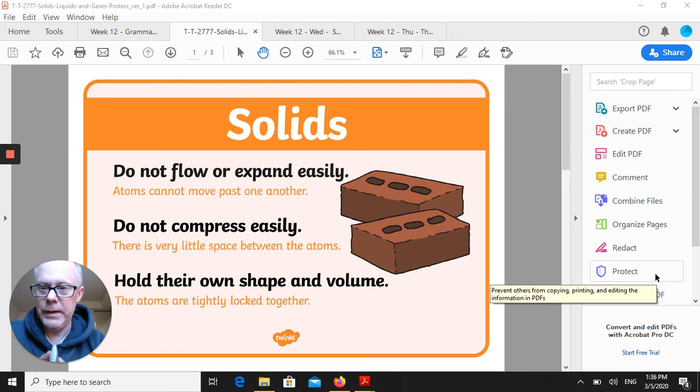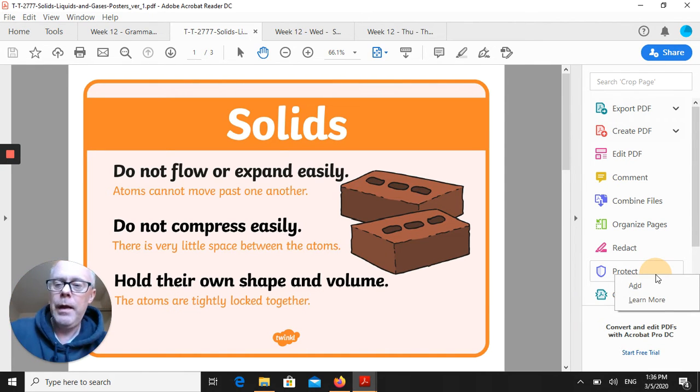Likewise, if you look further down, it does not compress easily. So again, for example, if I try squashing it together, it's still a solid. It's still the same shape. So I can't really squish it around. If I did, it would basically just break into pieces. So solids don't flow, you can't really press them, and they hold their own shape and volume.